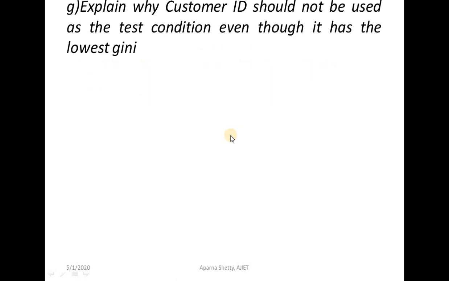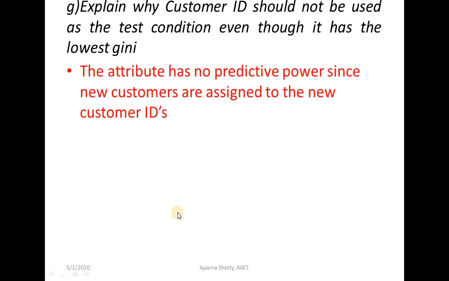Next, explain why customer ID cannot be used as the test condition even though it has the lowest Gini. I have already explained this. The attribute has no predictive power since new customers are assigned new customer IDs. That is why you cannot use customer ID as the test condition.